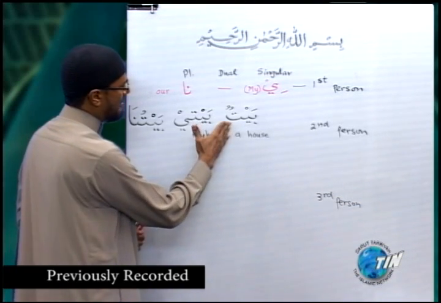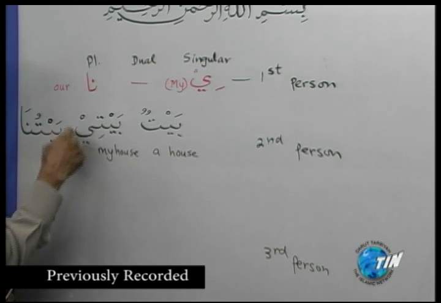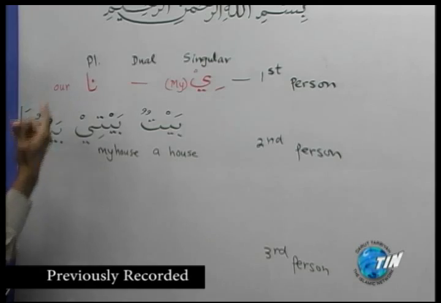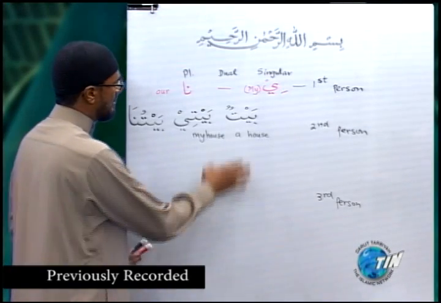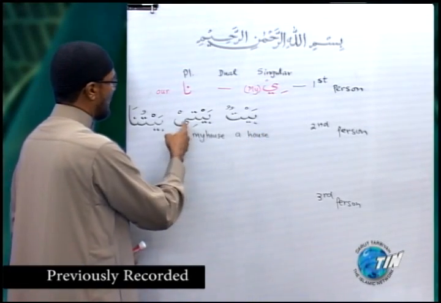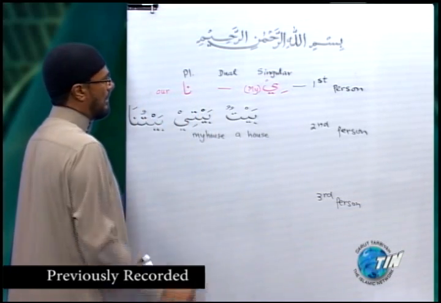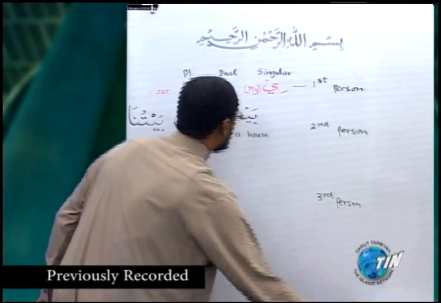So this is how we have the noun, and we add these suffixes, and we have the possessive pronoun. We attach them to it, and that's how easy it is. You take your noun, whatever the noun is, and you add the ya to make it my. You add na to make it our. Good.